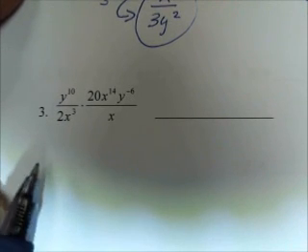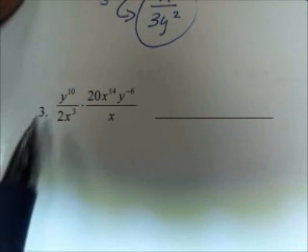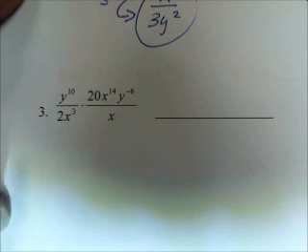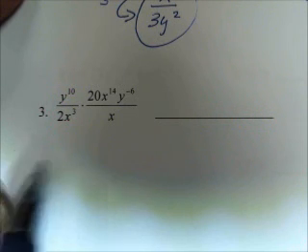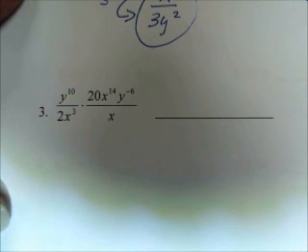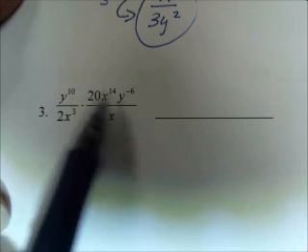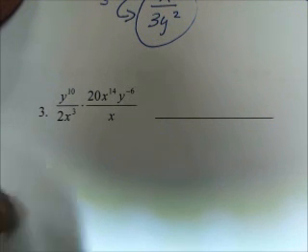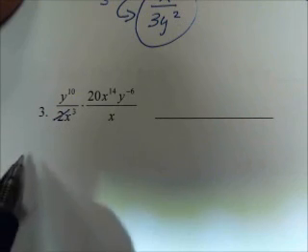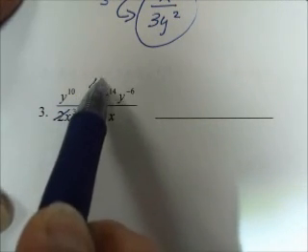Number 3 here. We have this y to the 10th over 2x to the third times 20x to the 14th y to the negative 6 over x. Multiplication, again, let's divide out common factors. I'll start with the coefficients. 2 goes into 20 10 times.